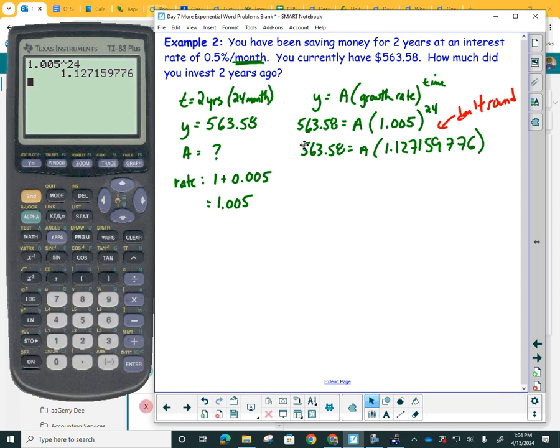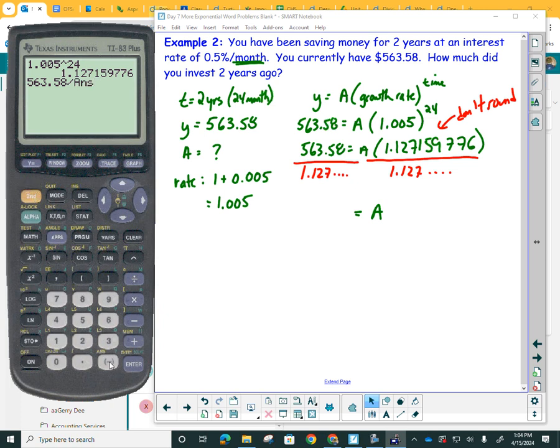But I want the A by itself. So I'm going to have to divide it by this big long decimal on both sides. Now, hopefully you have a way to divide by an answer so you don't actually have to retype this. For me, I can go 563.58 divided by, and then I have an answer button right here in yellow, so I go Shift Answer, and it'll take that full thing.